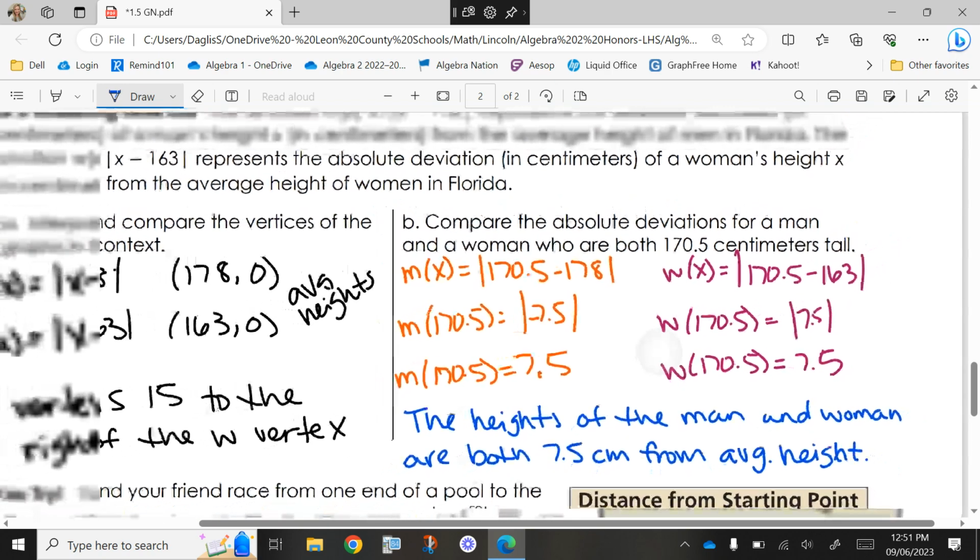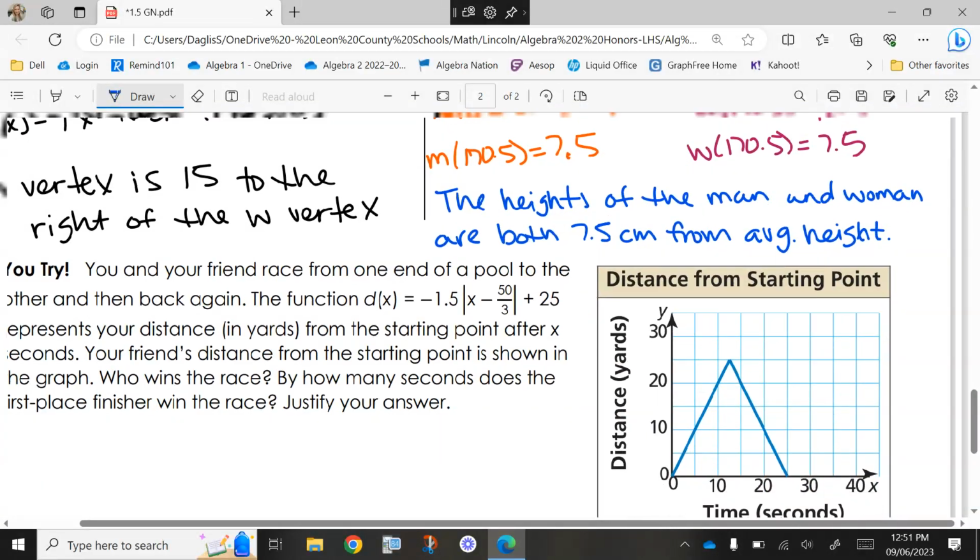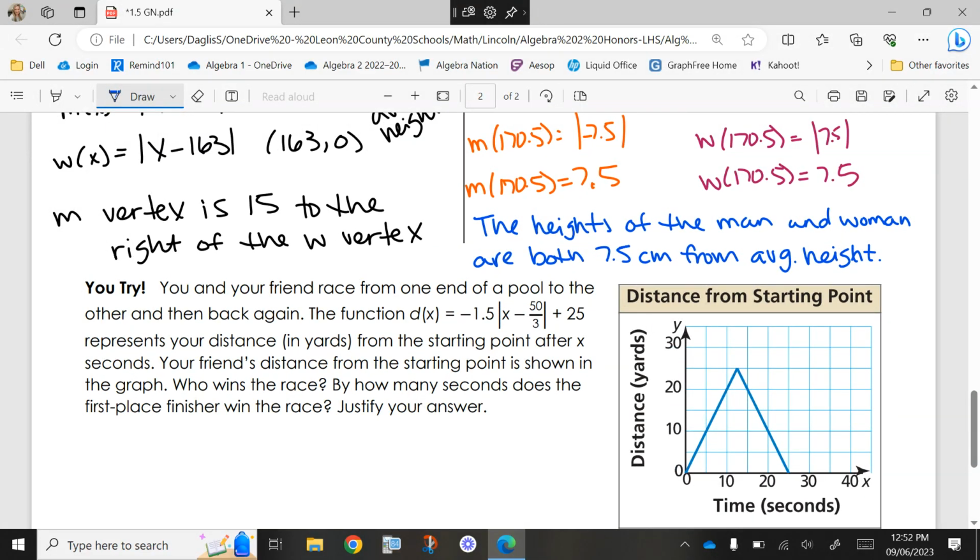All right, we're racing. You and your table partner, you're doing a swim race. One of you is the function and the other is the graph. Go ahead and figure out which one's which. Who wants to be the function? Who wants to be the graph? Okay, so now we're going to see which one of you won the race. Who swam the 25 yards the fastest, going from that point and coming back?